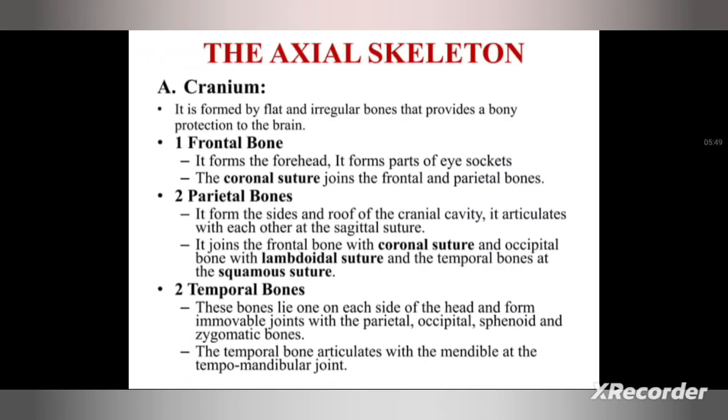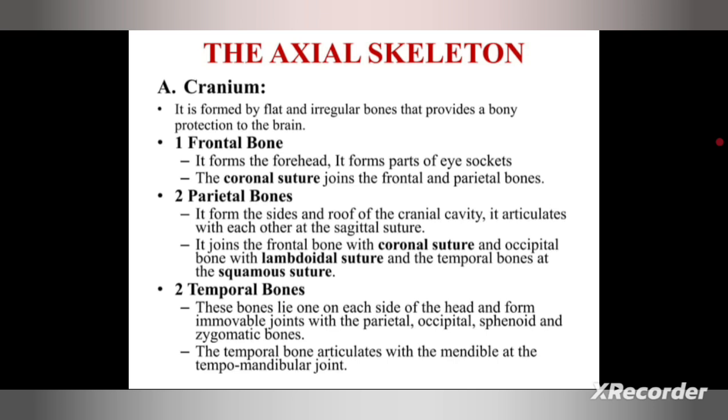The axial skeleton includes the cranium. The cranium is formed by flat and irregular bones that provide bony protection to the brain. First one is the frontal bone. It forms the forehead and parts of the eye socket. The coronal suture joins the frontal and parietal bones.